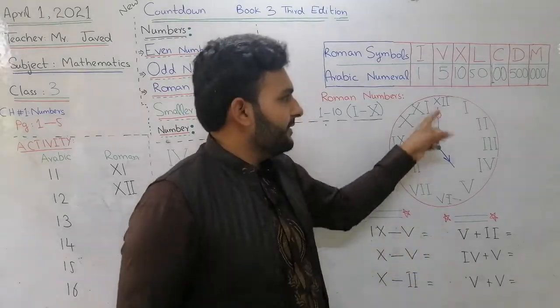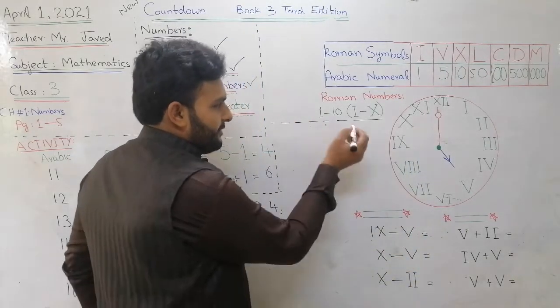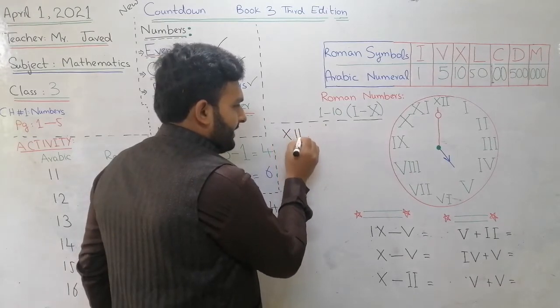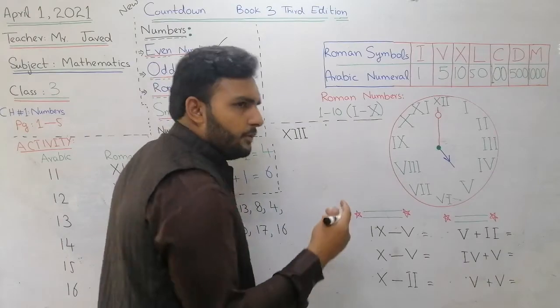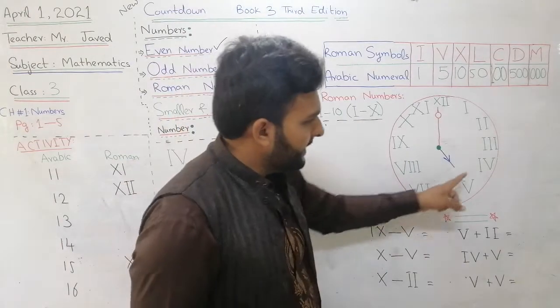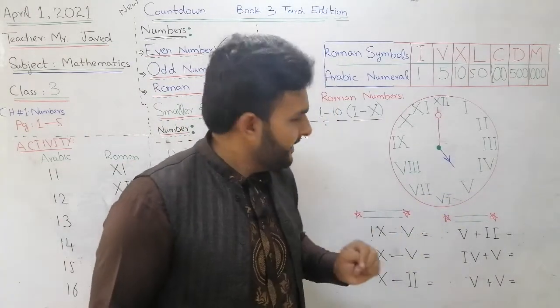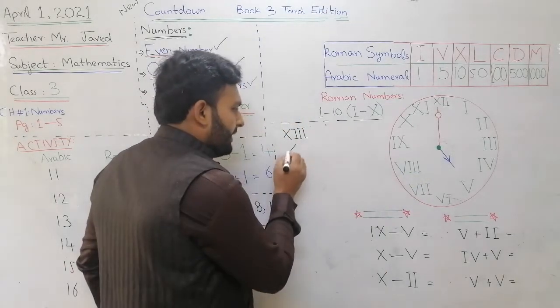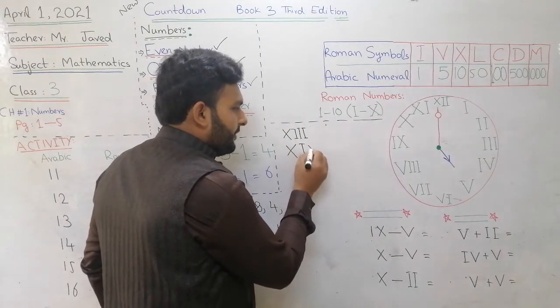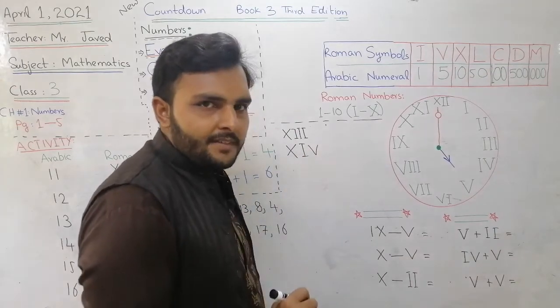So after that, what will be 12? Then 13 will be like this. Then after 14, how can we write 4? 4 is like this. And how can we write 10? Where is 10? This is 10 and 14. Just combine these two, 1 and 4. So it will be 14, like this.